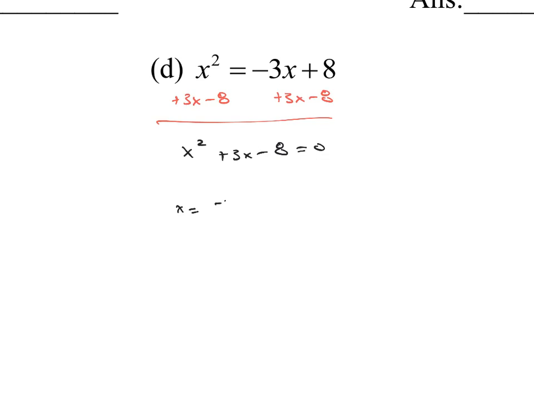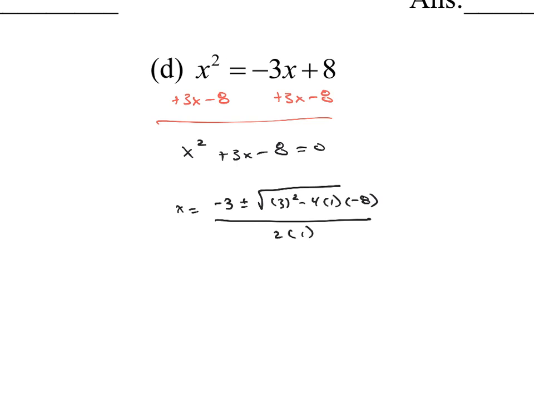Negative b would be a negative 3, plus or minus the square root of b squared would be 3 squared, minus 4 times a, the leading coefficient is a 1, times c, which would be a negative 8. Be very careful with your negatives there. Always put them in parentheses. All over 2 times a, which is a 1 in this case.